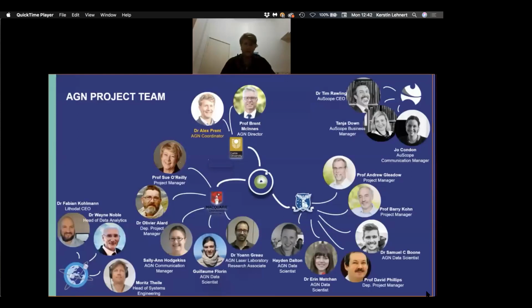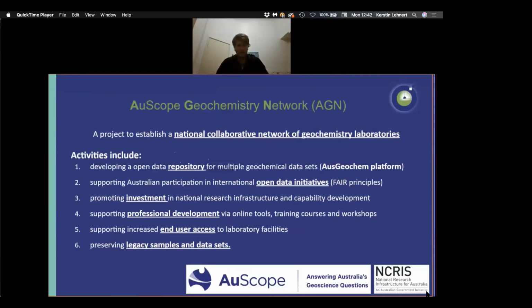Our current team consists of institutes from Macquarie University, the University of Melbourne, and Goethe University. There are multiple data scientists and researchers from those three institutes, and we're supported by the Auscope headquarters, as well as the Lithodat team that help us build Geochem, the AGN's data platform that connects laboratories to a repository, research tool, and a data dissemination service. The AGN activities are, amongst others, the building of the repository, supporting open data initiatives, promoting investment in research infrastructure, supporting professional development, end user access to laboratory facilities, and the preservation of legacy samples and data sets.